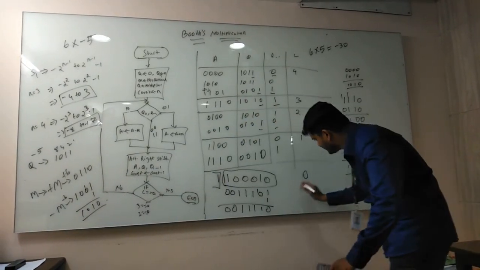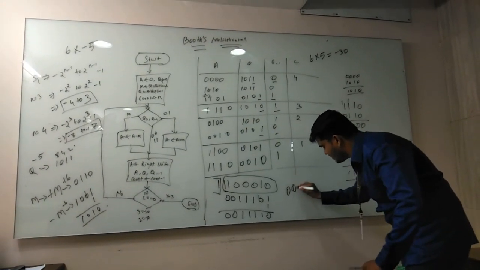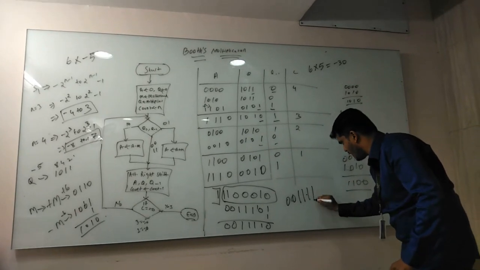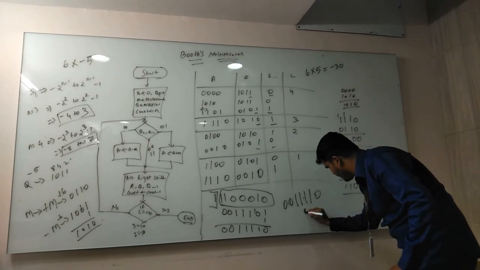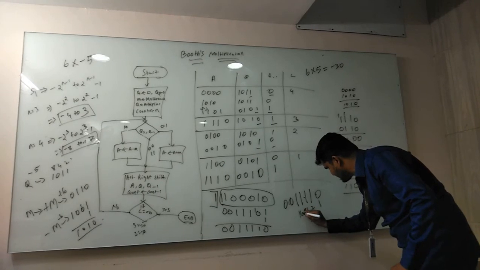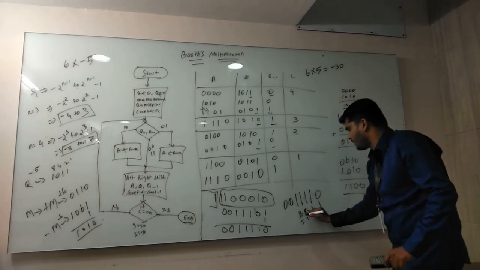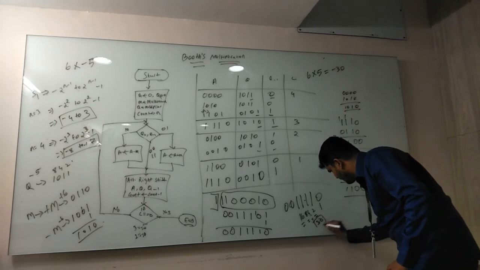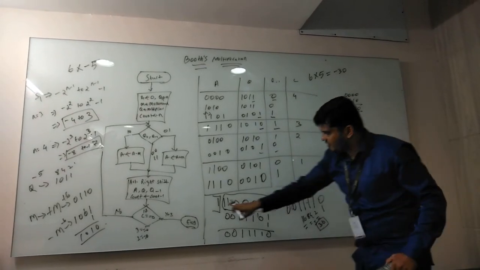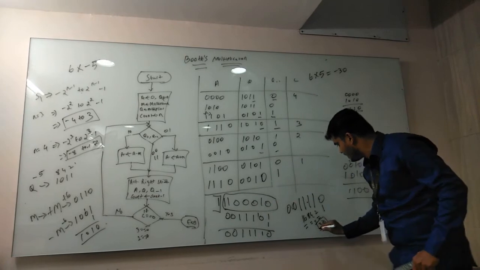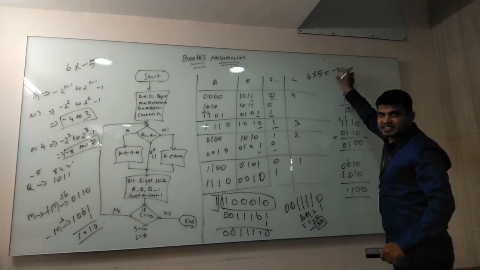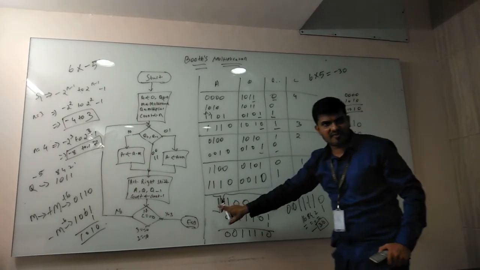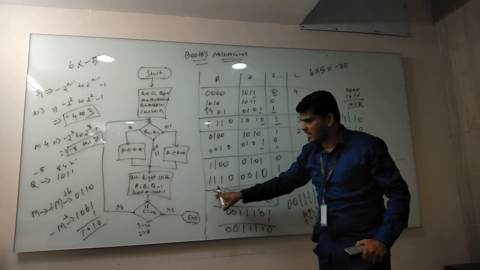It is 0, 0, 1, 1, 1, 1 with 0. That is 8, 4, 2, 1, 16. 16 plus 8, 24, 28, 29, 30. So what are we expecting? 30. And the first number will be sign. So it is minus 30. It is minus 30. So after getting the last step, we reach this.